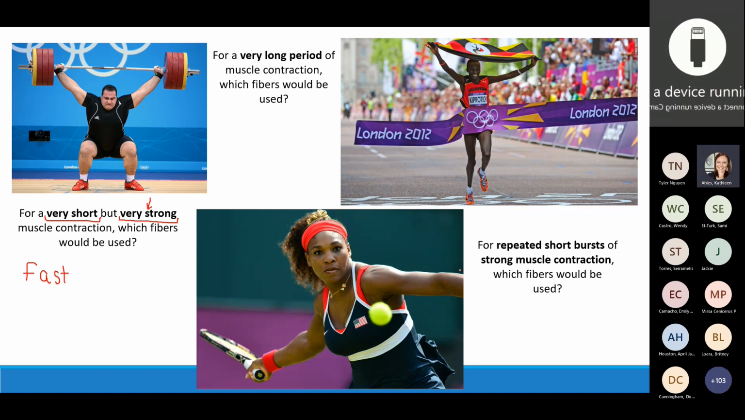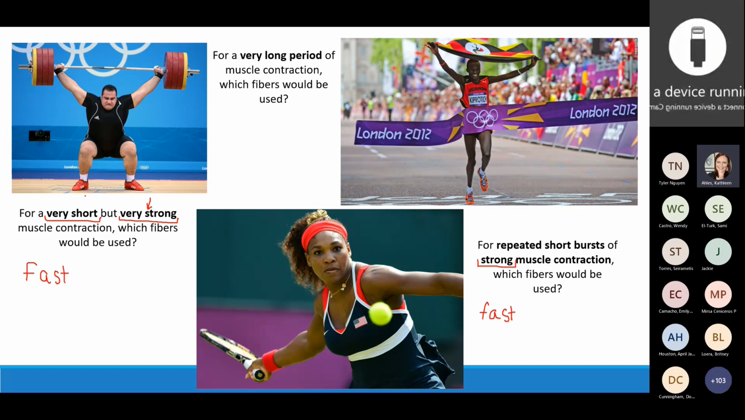And hey, check it out next door. When we're talking about tennis, we're doing more strong muscle contractions. Again, for a strong muscle contraction to occur, I've got to have fast fibers. Fast to make those strong muscle contractions.